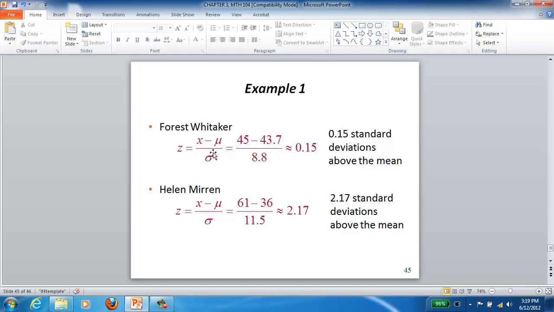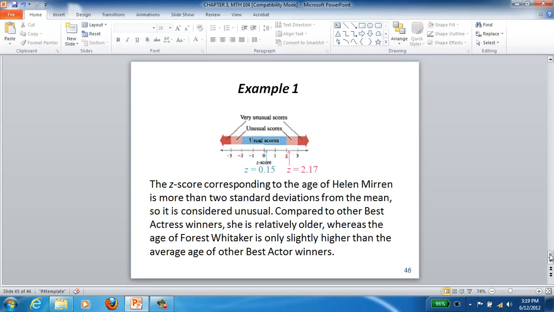So the z-score for Forrest will be 45 minus 43.7 over 8.8. That means he's very close to the mean. It's actually 0.15 standard deviations above the mean. And Ellen, 61 minus 36 over 11.5. This is almost 2.2 standard deviations from the mean, so she's far away from the mean. Actually, if a z-score is less than -3 or more than 3, then we consider it to be an extreme value. These are known as outliers. And this is the explanation for this example.